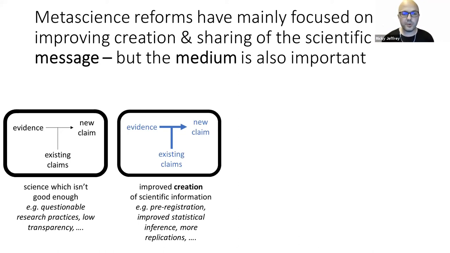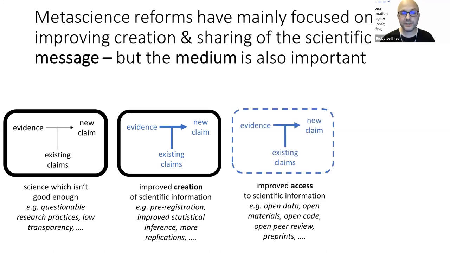So these thicker blue arrows towards the middle of the slide, we're doing things like pre-registration, improved statistical inference, more replications and so on, so that we can have more confidence in the reproducibility of findings. And of course, we try to improve the transparency as well. So that thick black box that hides a lot of science, we try to make that much more porous, much more open. We're sharing the data sets, open code, open peer review, preprints and so on.